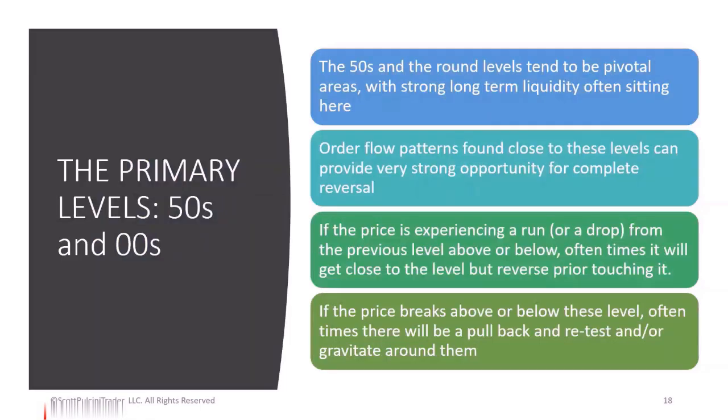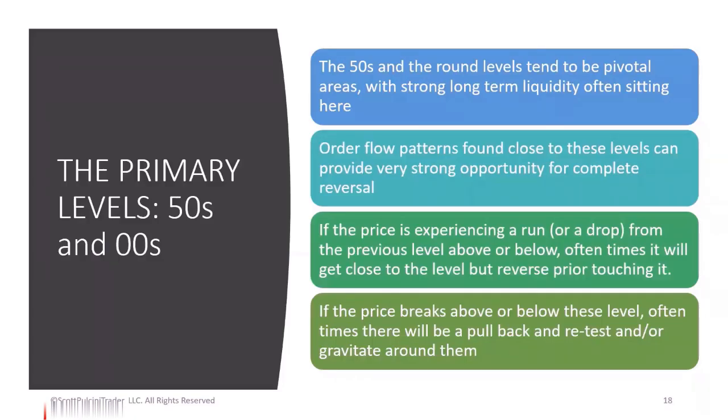The primary levels are the 50s and the roundies, the round numbers. The 50s and the round levels tend to be very pivotal areas with strong long-term liquidity that very often just sits there, waiting to be filled for a long time. So you can often find order flow patterns close to those levels that can provide a very strong opportunity for a complete reversal, even a complete intraday reversal.